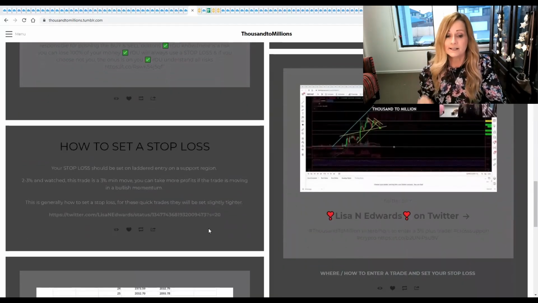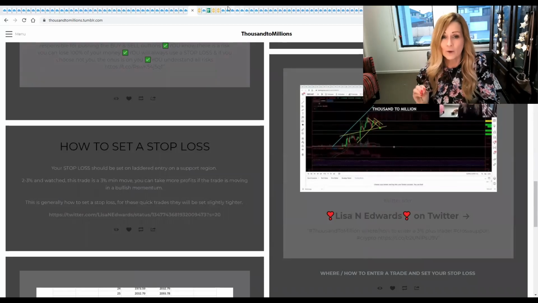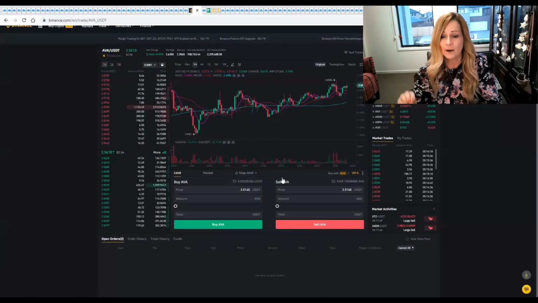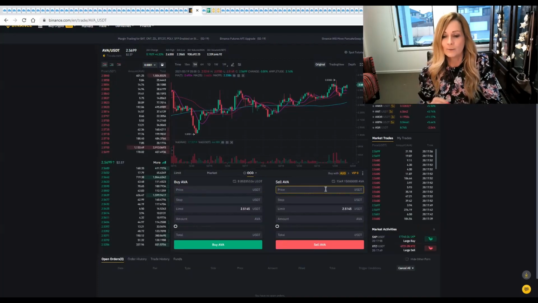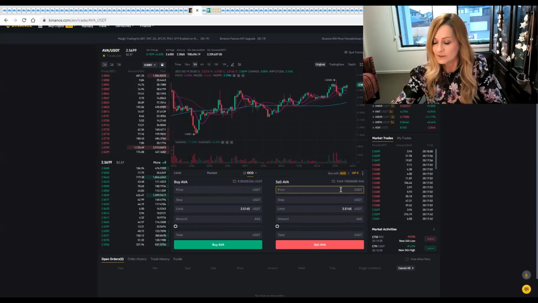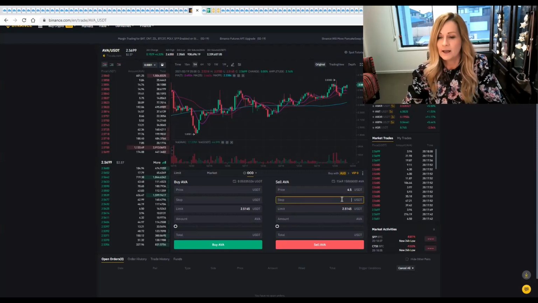Now we want to set an OCO order. So how we go about setting that, we go into Binance, we go to our stop limit, and it says OCO. So this will come up. This is the price that we want to sell. So say I want to sell, this is AVA, say I want to sell this at $4.50. I put this in here.